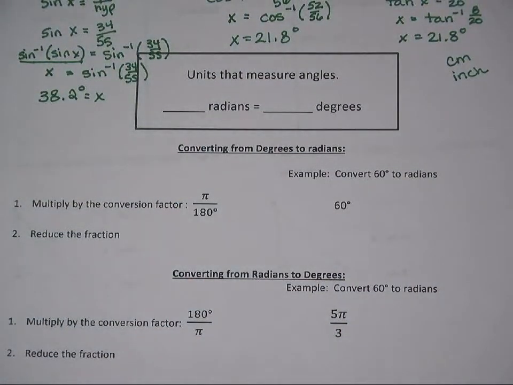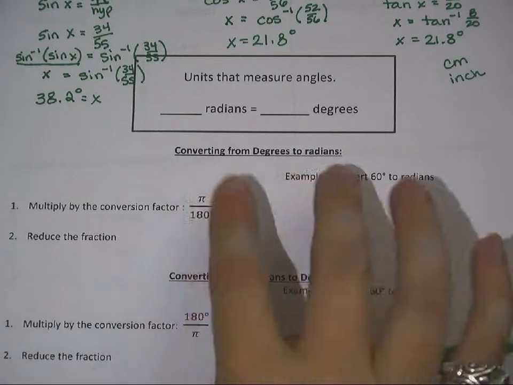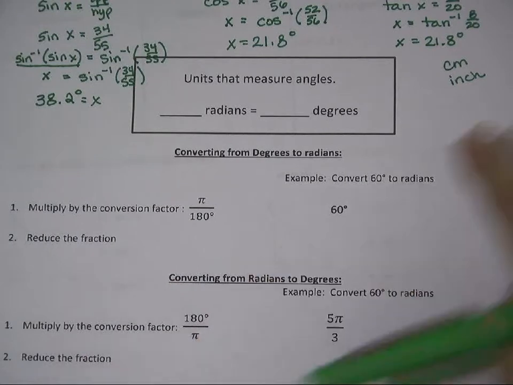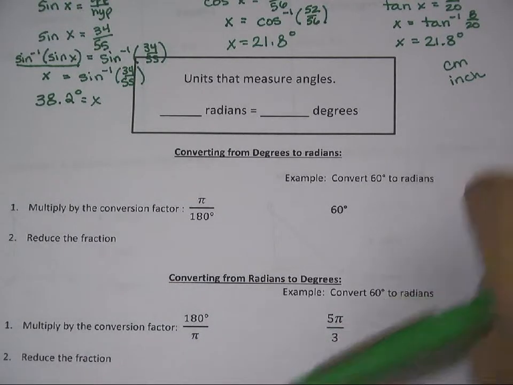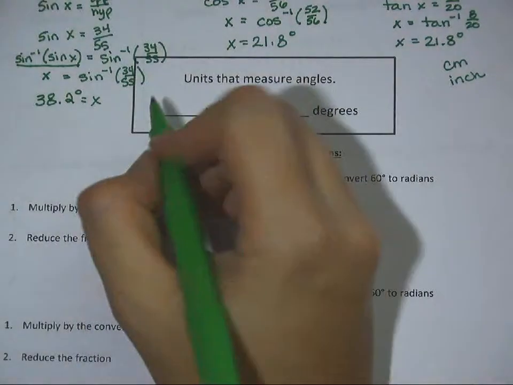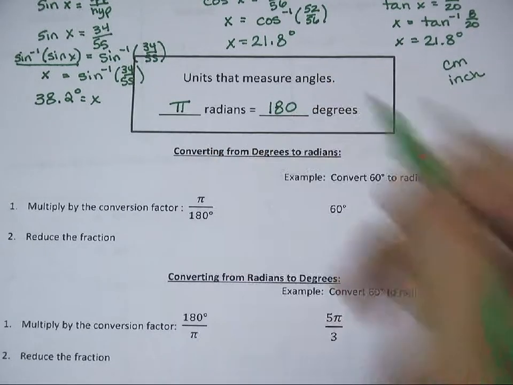So we'll go into a little bit more discussion of where radians come from later on. But for today, we're just going to say that these are two different units that we can convert between, just like we can with centimeters and inches. And here's our conversion. It's very, very simple. Pi radians equals 180 degrees.